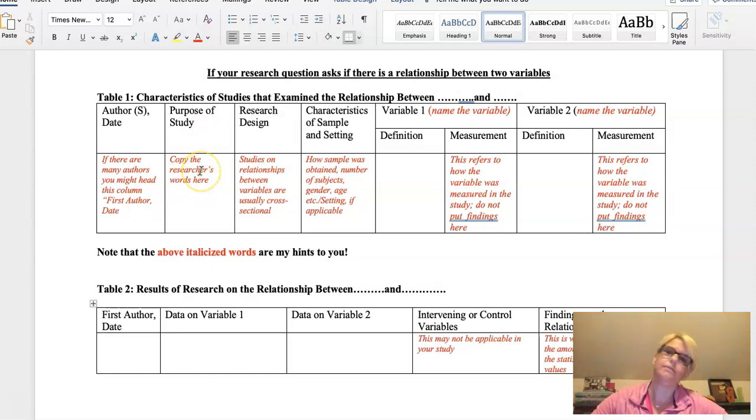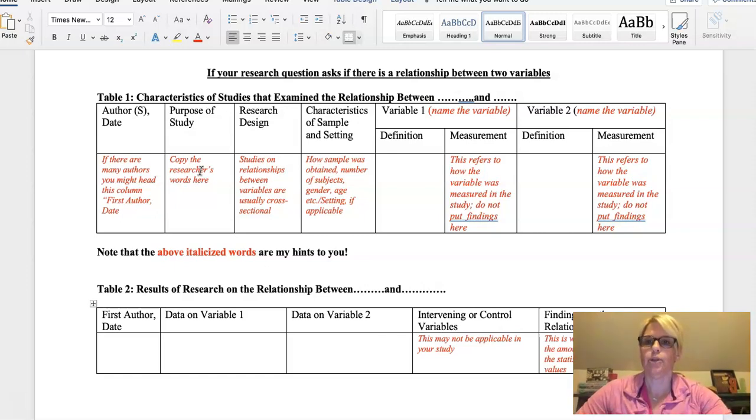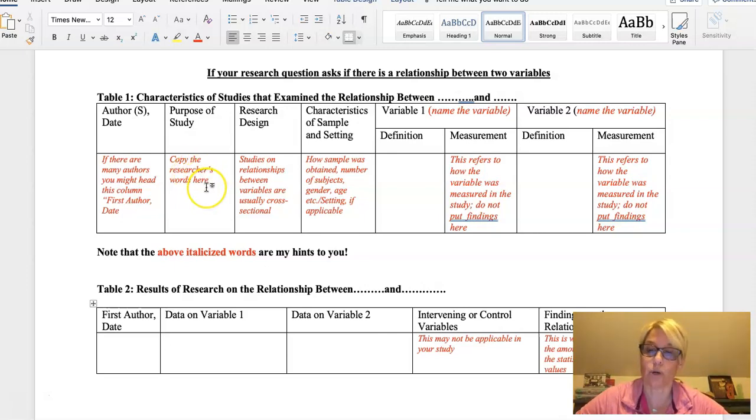For the purpose of the study, this is a simple copy and paste. So it's not considered plagiarism, but you do want to get their exact words, which is why we do a copy and paste. So it says copy the researcher's words here. I would just go look either in the introduction or the background. At some point it'll say the purpose of this study was to blah, blah, blah. Copy and paste and put that there.